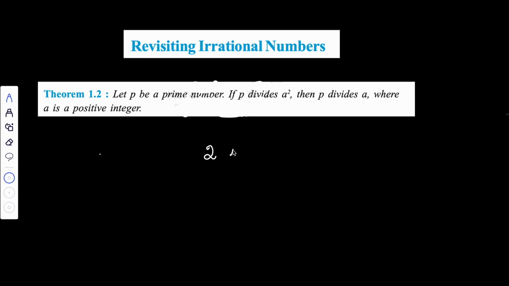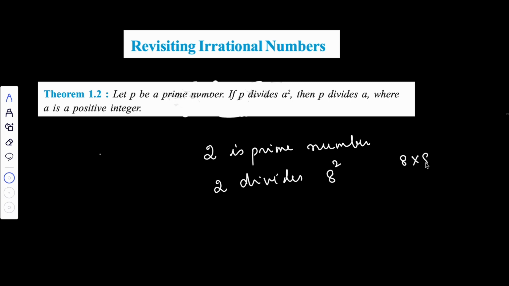2 is a prime number. 2 divides 8 square. 8 into 8 divided by 2, if we do, we can divide exactly. And we can understand here 2 divides 8 also. This is what the theorem says.